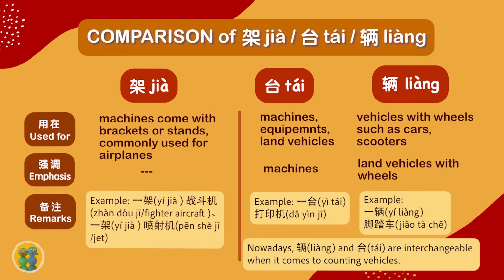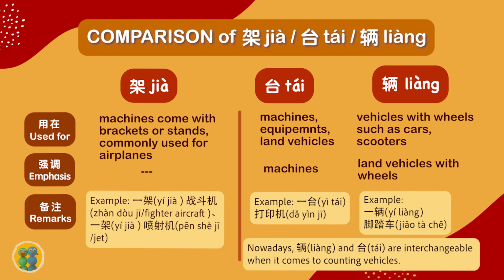And next, let's do the last comparison of 架, 台 and 辆. 架 is used for machines that come with brackets or stands, and it is commonly used for airplanes. For example, 一架战斗机. 战斗机 means fighter aircraft. 一架喷射机. 喷射机 means jet.